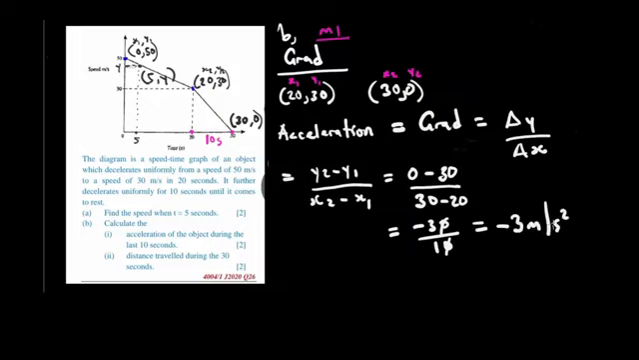So the acceleration of the object during the last 10 seconds is minus 3 meters per second squared. Instead of saying the acceleration of the object, the question could as well ask, calculate the deceleration of the object. Actually, the word deceleration is more suitable for part B1 of that question. But in mathematics, the difference between acceleration and deceleration is not stressed on.